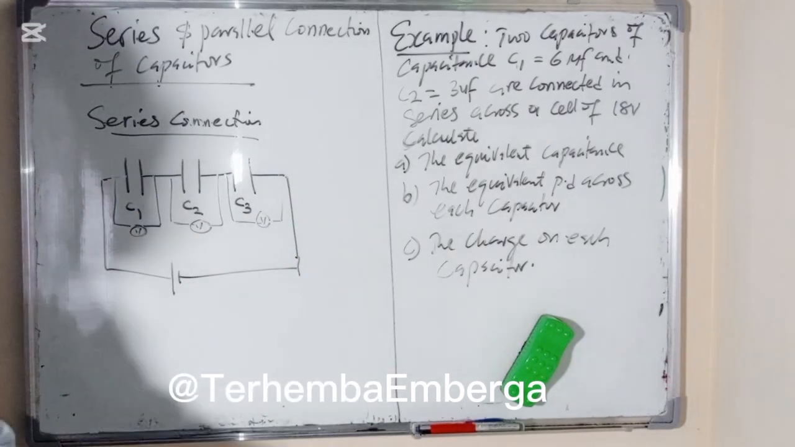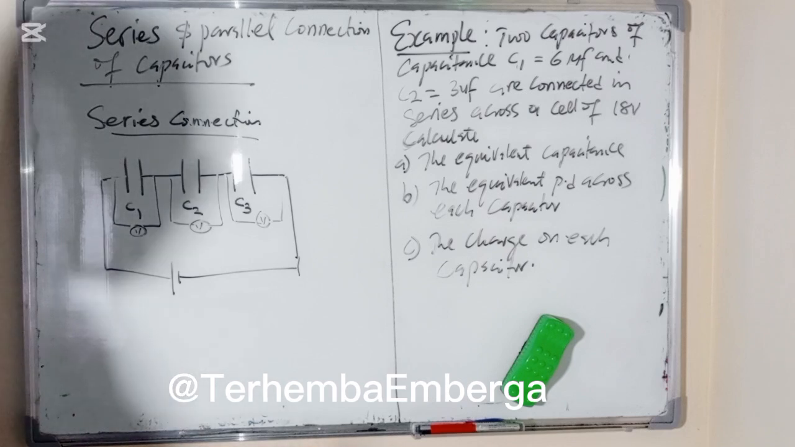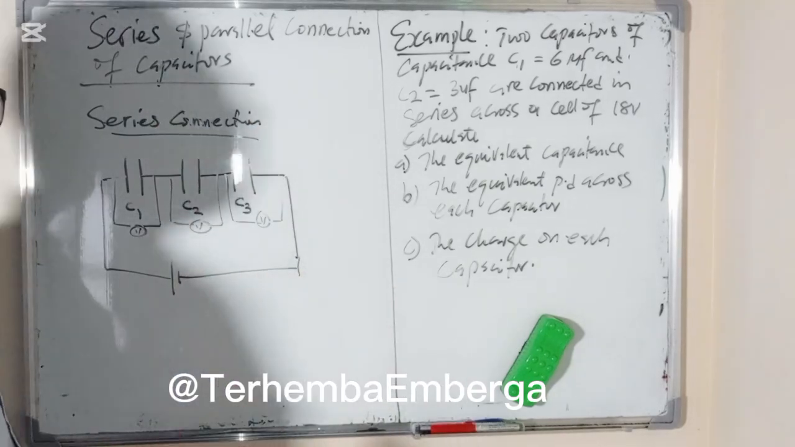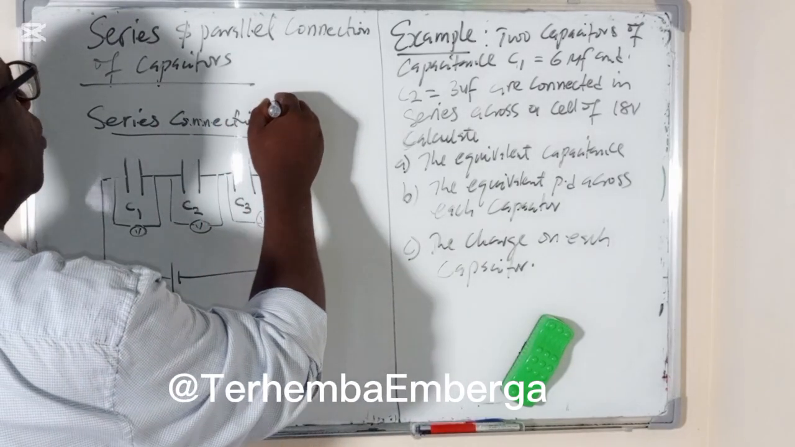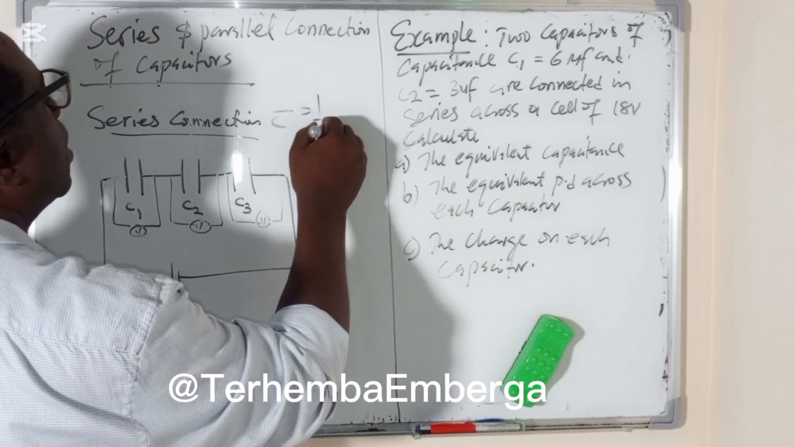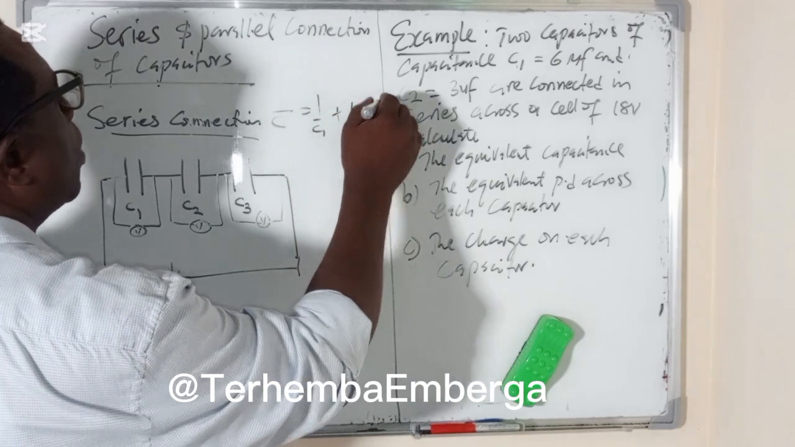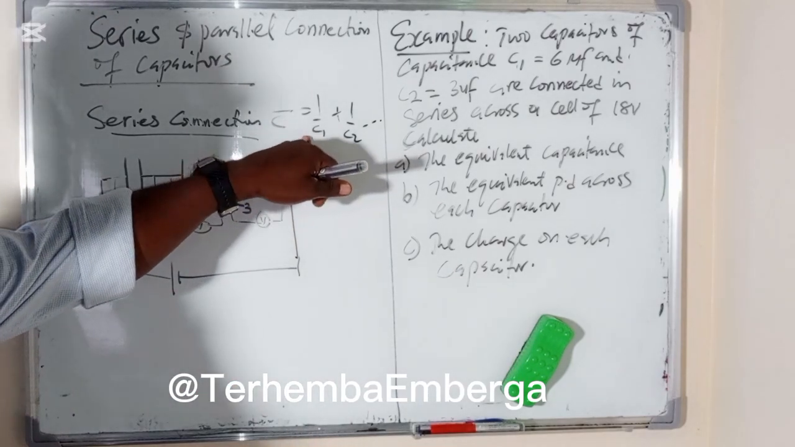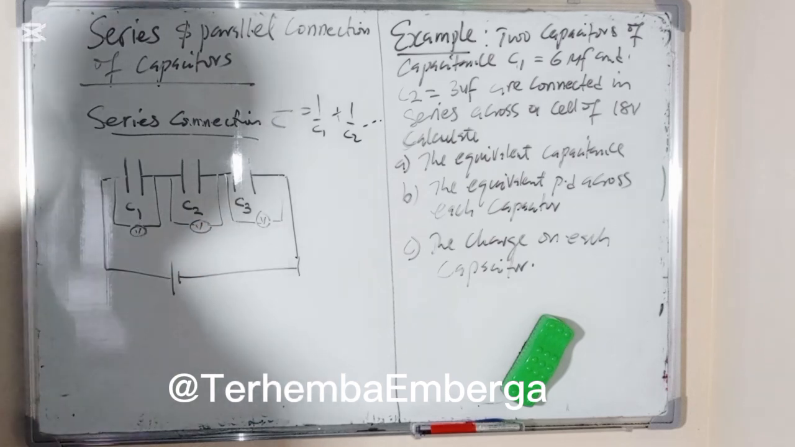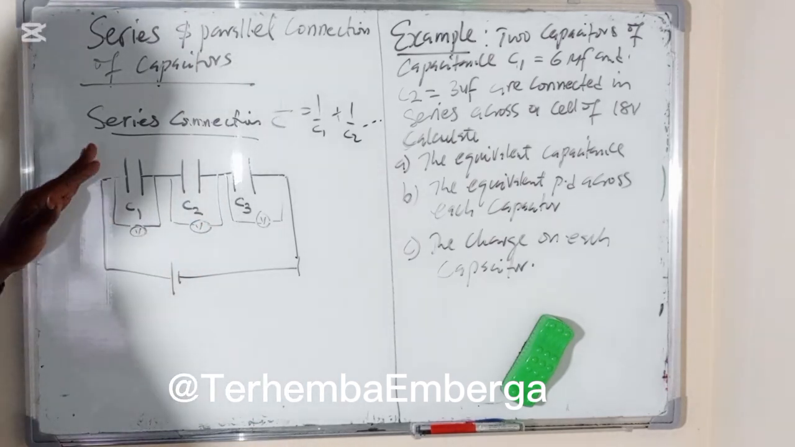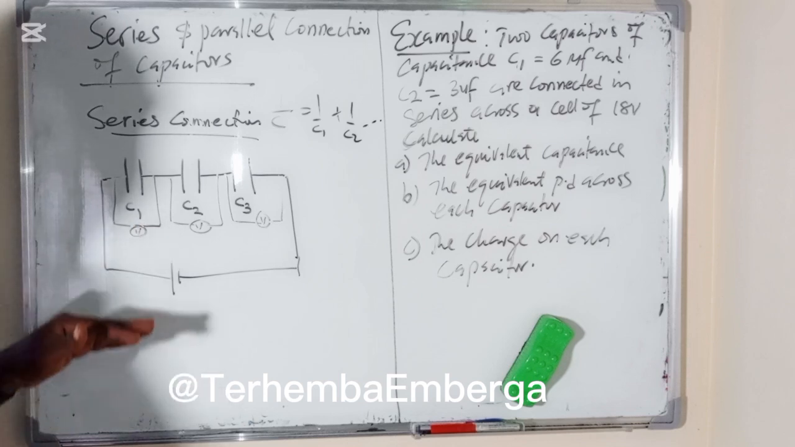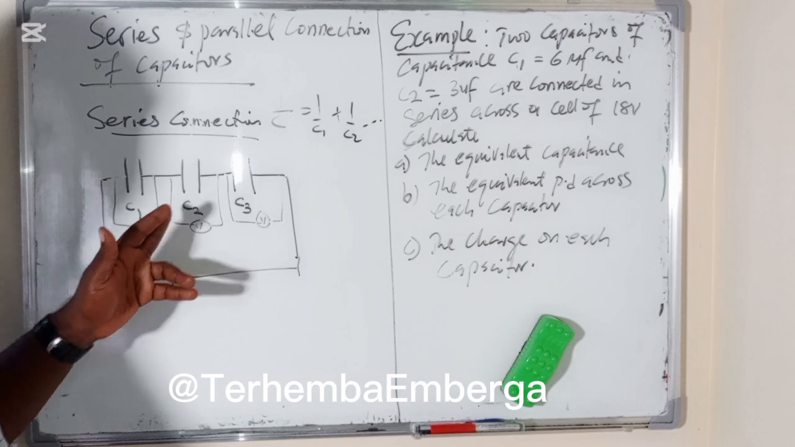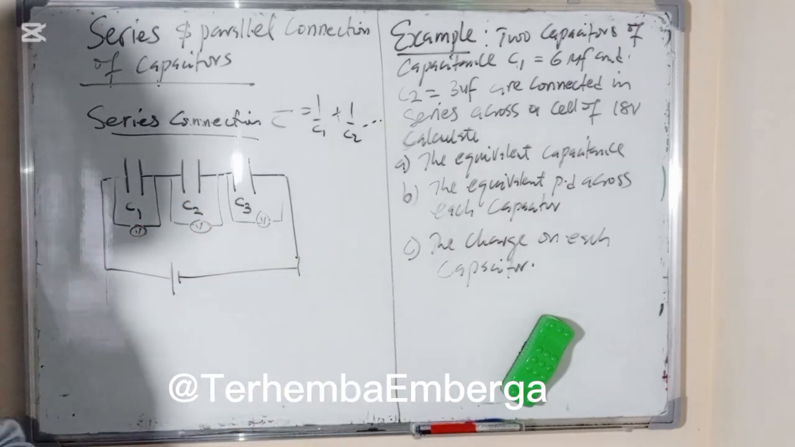Why I'm doing this is that sometimes they will tell you that the formula for calculating the total capacitance, or what we call the effective capacitance, is 1 over C equals 1 over C1 plus 1 over C2, depending on the number that are connected. But I want to show you how you can derive this formula. That is why I'm explaining this. If capacitors are connected in series, the charge passing through them is the same, but the potential difference across each of them is different.